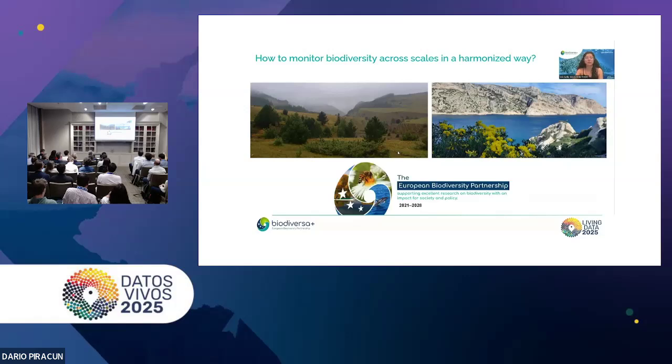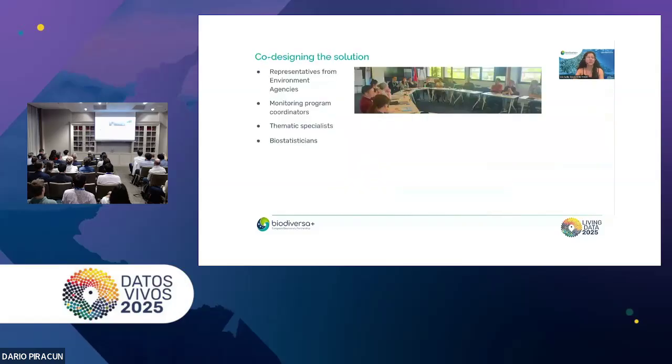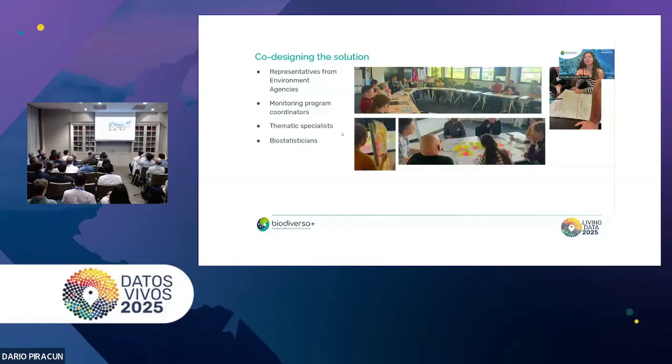And for the last 3 years, Biodiversity Plus, the European Biodiversity Partnership, has been working specifically on this question. And we've learned some fundamental lessons, and we'd like to share some of our actionable advice with you. So how do you solve something like this? Biodiversity Plus's approach was to put the experts together in a room with sticky notes and a bunch of sticky notes. So we used a consultative and collaborative approach where we brought together the experts to think together.